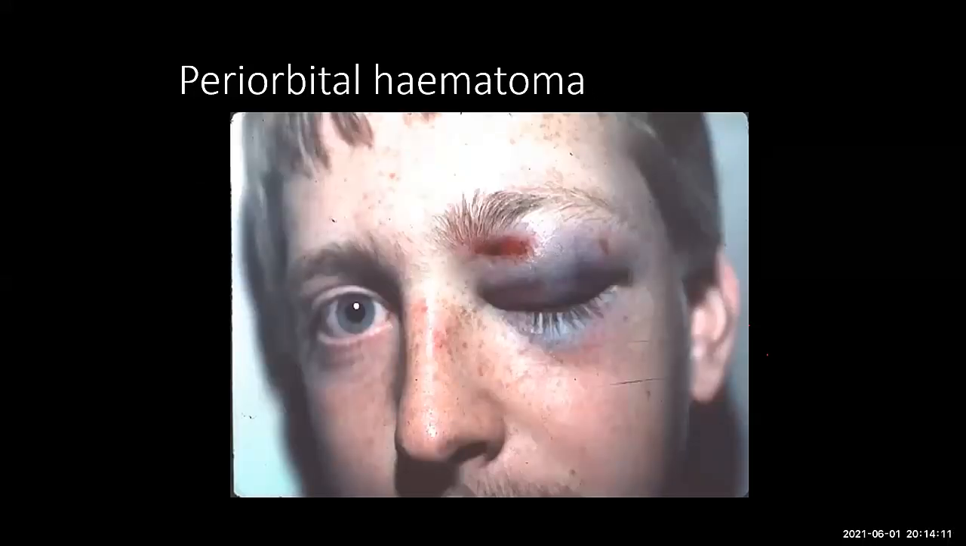Now this is a peri-orbital hematoma. This patient has a peri-orbital hematoma. Now you must try to open the lid and see whether there are any associated internal injuries. If you have any doubt, please do refer them to the eye department.